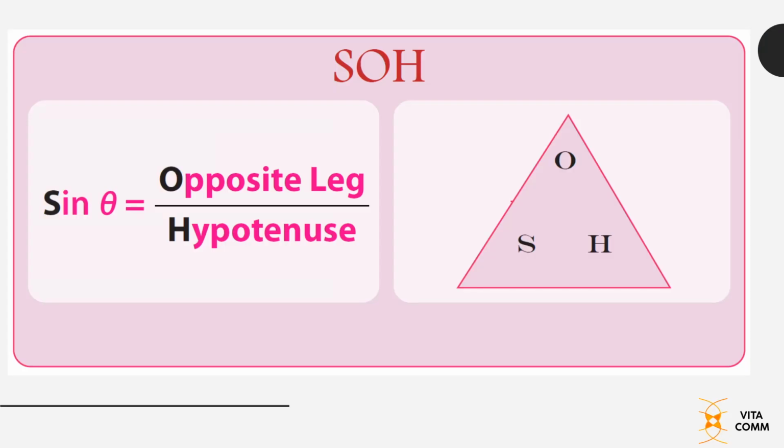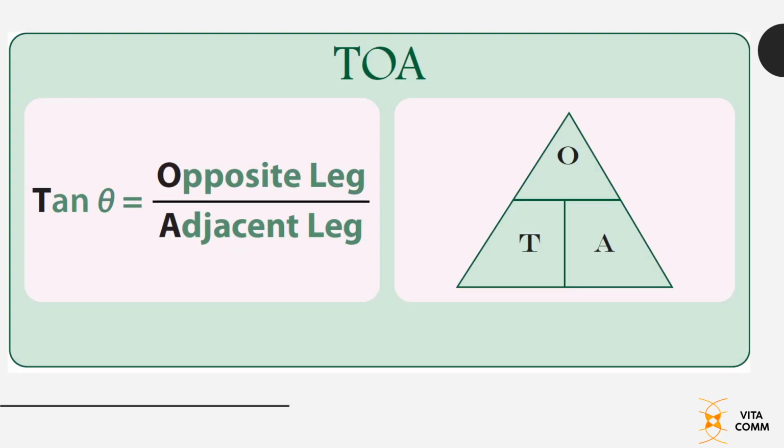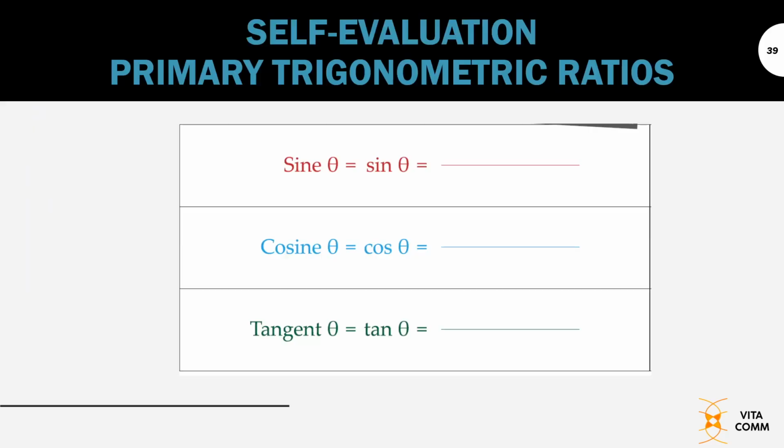Here we have it again. It's SOH. Remember, write it down, memorize it. Let's go forward to the next one. We've got CAH. It's cos of an angle is adjacent over hypotenuse. Adjacent over hypotenuse. Remember that order. And then tangent of an angle is opposite over adjacent. Remember, TOA. Tan equals opposite over adjacent.